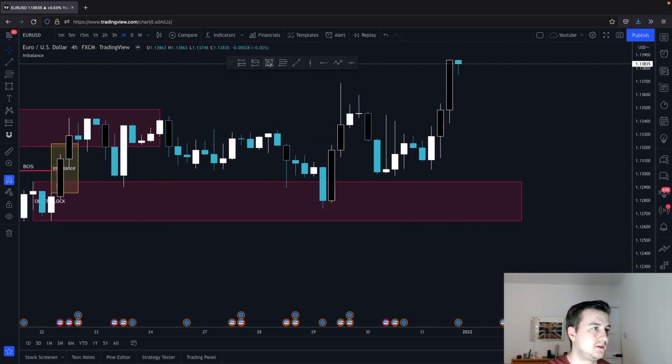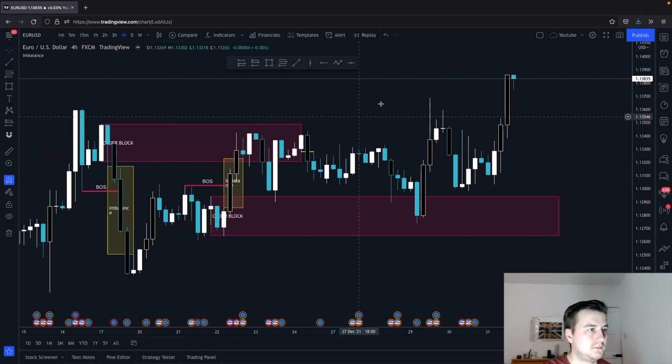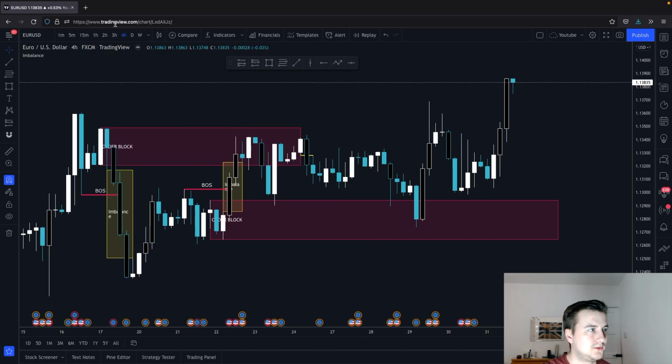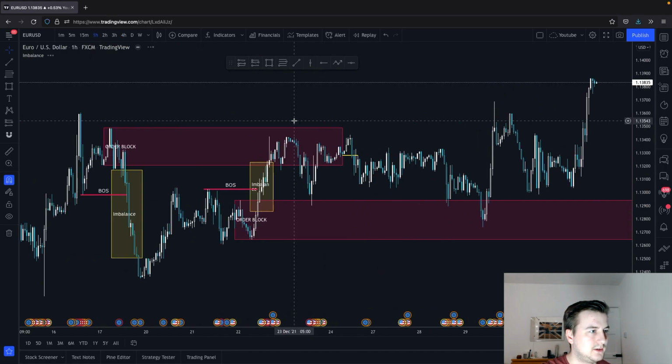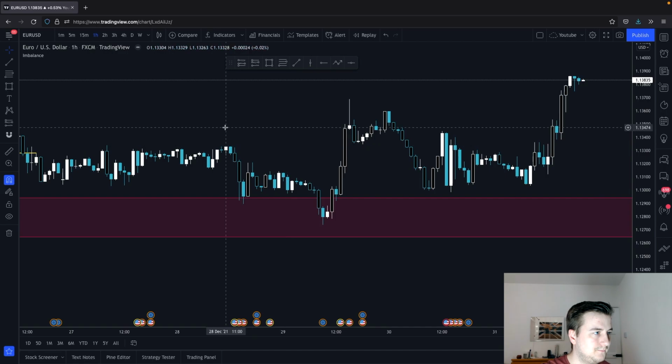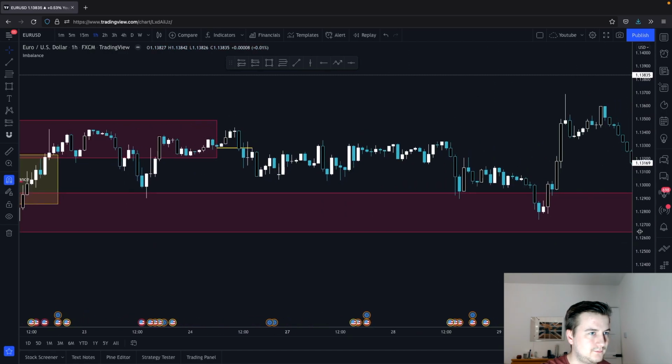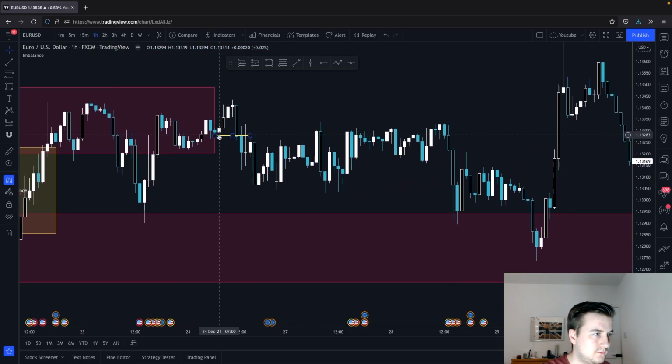Okay guys, so again here, tiny imbalance area right here, but that's a bit bigger on the smaller scale. If I drop down to the hourly, there you go. So your imbalance right here, another imbalance down here. It doesn't matter where they are as long as it's in the push.